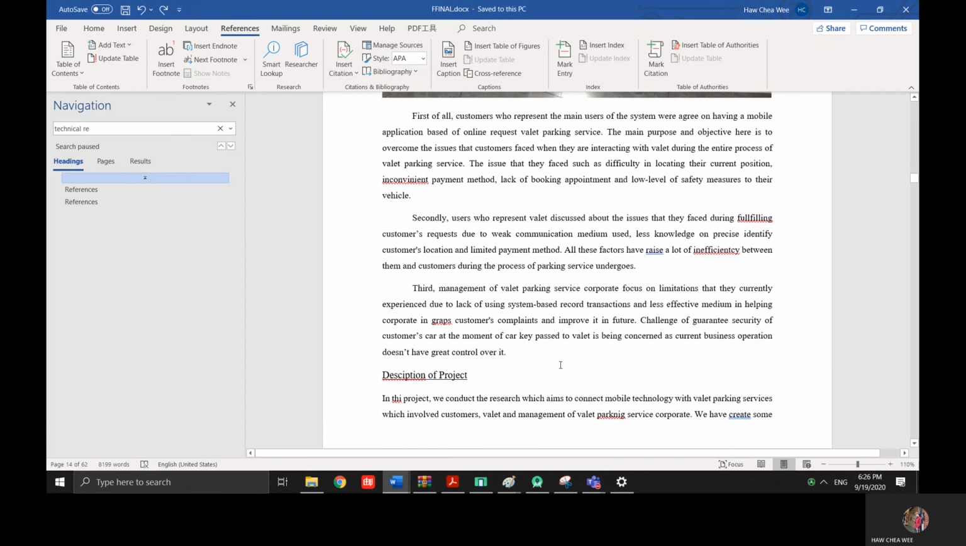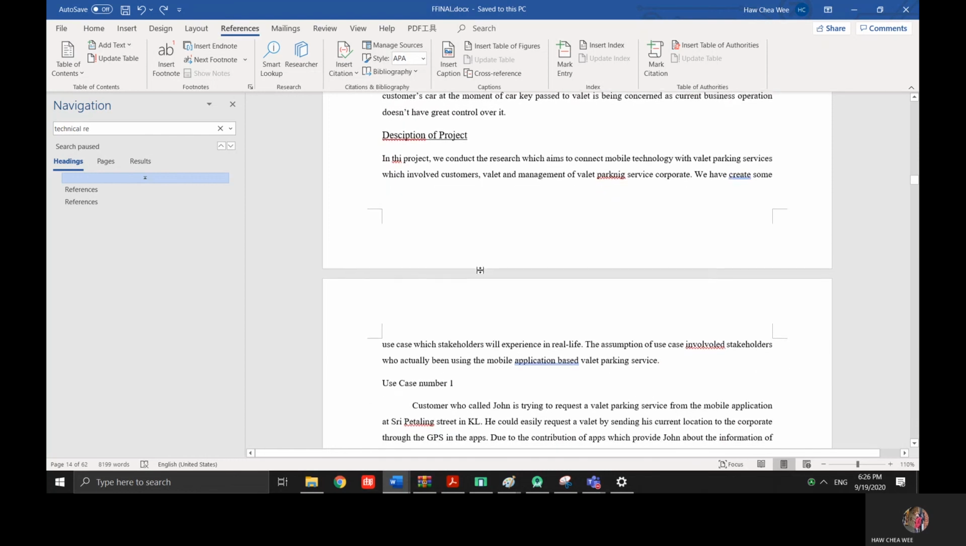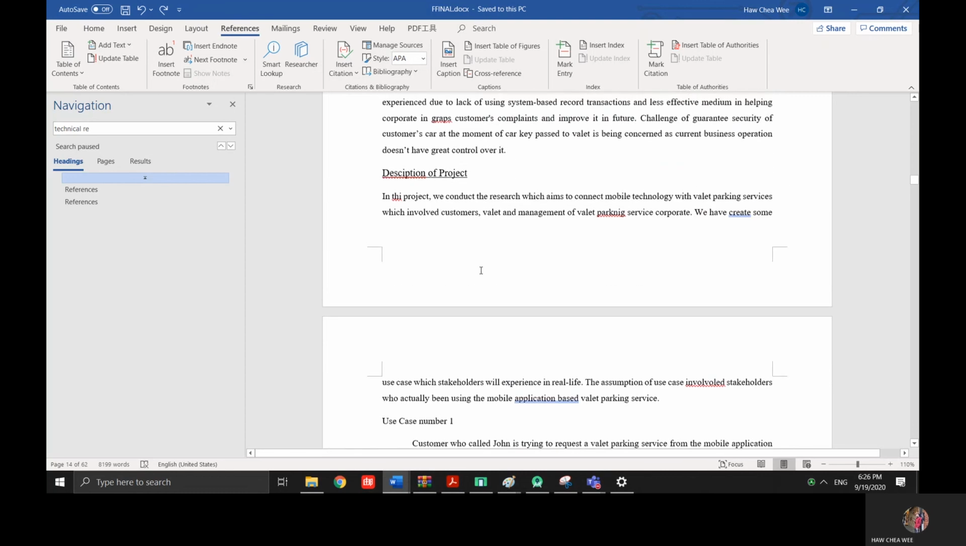The third is the management of the valet parking service company, which is focused on the limitations that they currently experience due to the lack of a system-based record of transactions and also a less effective medium to help them view customer complaints and improve it in future. So we will talk about the description of the project.